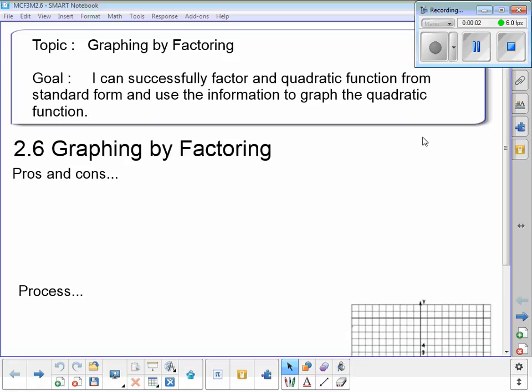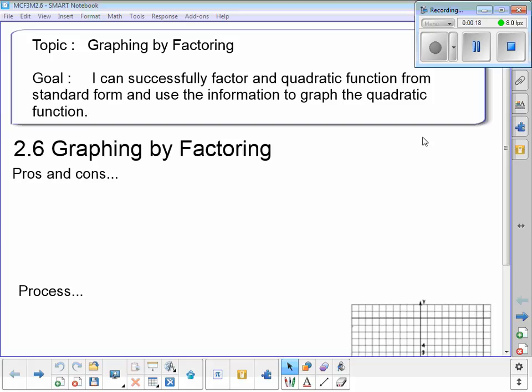Hello and welcome to the sixth lesson in Unit 2. Today we're talking about graphing by factoring. So again, topic is pretty self-explanatory. Your goal is: I can take an equation in standard form, factor it, and then graph from the factored form.